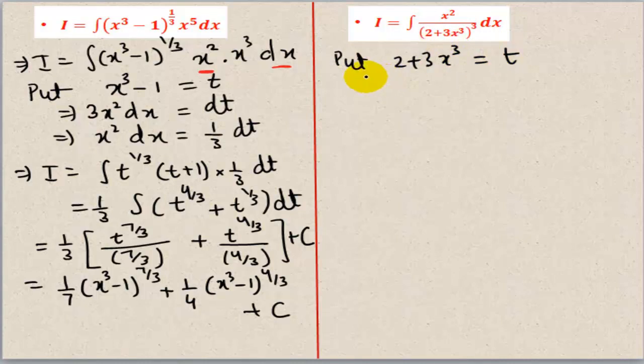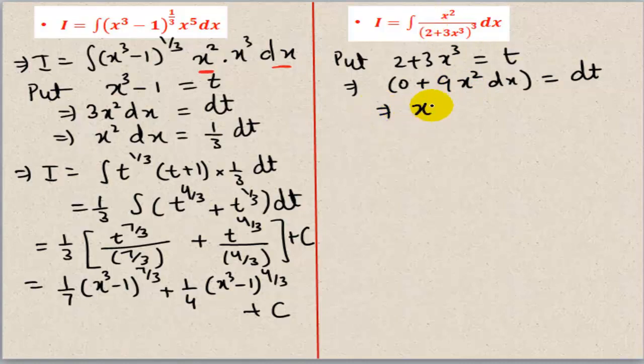Then on differentiating both the sides with respect to t, derivative of 2 reduces to 0. That of 3x cube will be 9x square and that of x will be dx. On the other side, derivative of t can be written as dt. It is actually, you are aware, dt over dt, and derivative of t will be 1. So we find 9x square dx can be replaced by dt. But we don't have 9 in our integral. So we can cross multiply 9 and replace x square dx by 1 over 9 times dt.